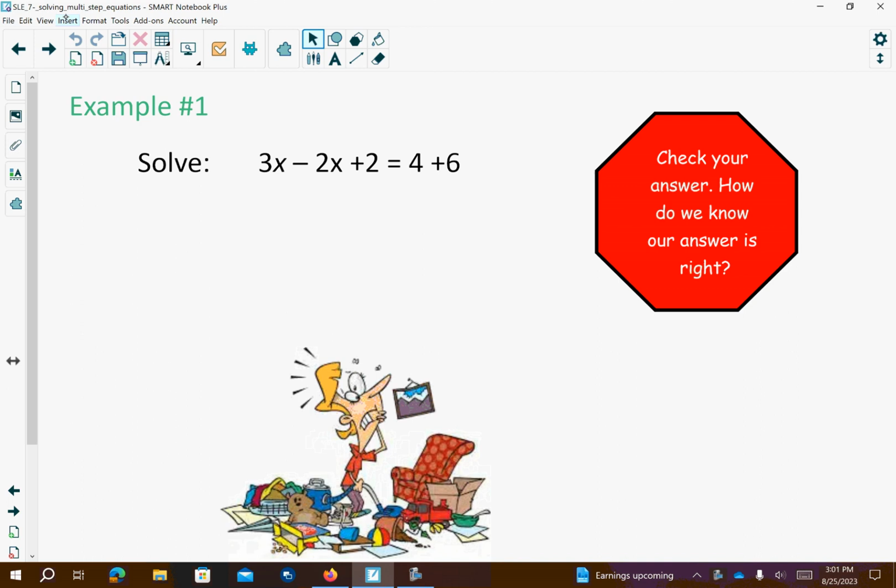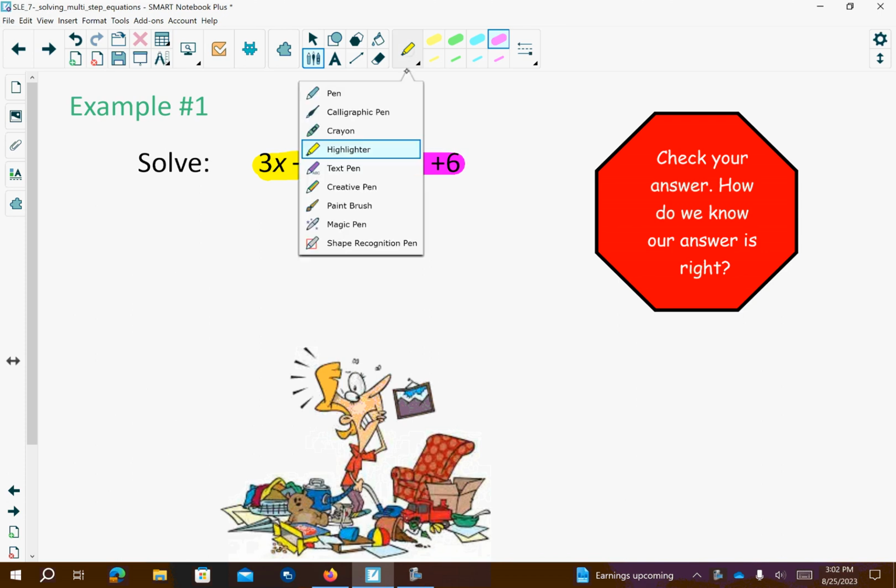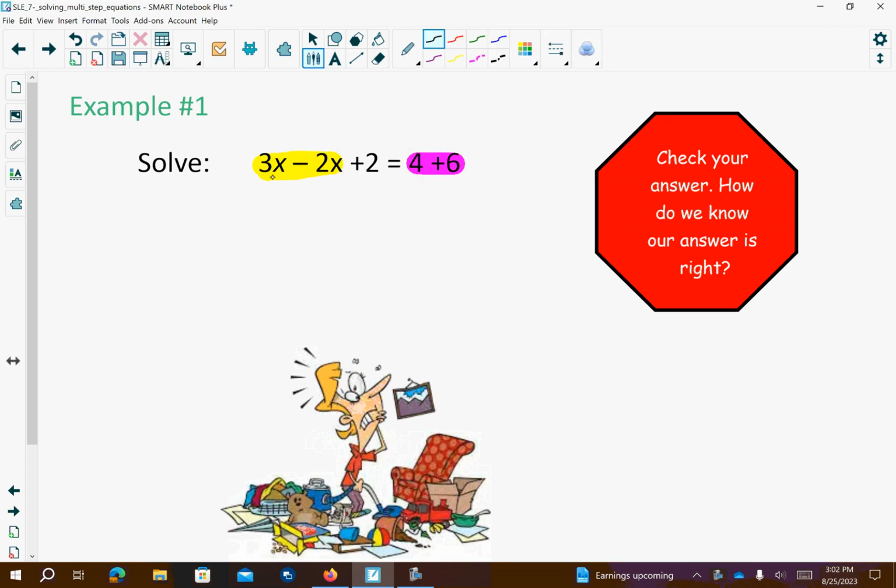Let's take a look at example 1. Something I want you to recognize is we have some like terms on the same side of the equal sign. So notice these are on the same side of the equal sign, and these are as well. So let's think about that we can combine them together. So 3x minus 2x is 1x, which we'll just call x. Then I have plus 2, and then 4 plus 6 is equal to 10. Now we can start moving things back and forth.